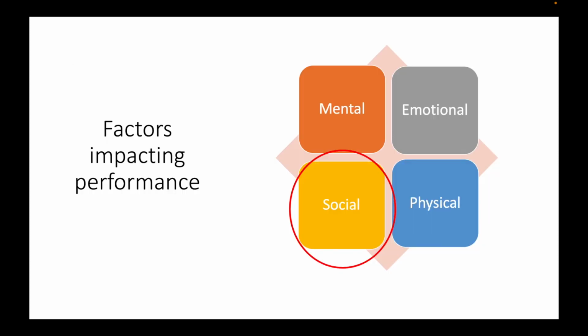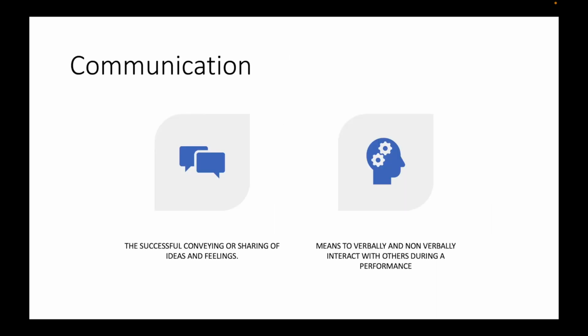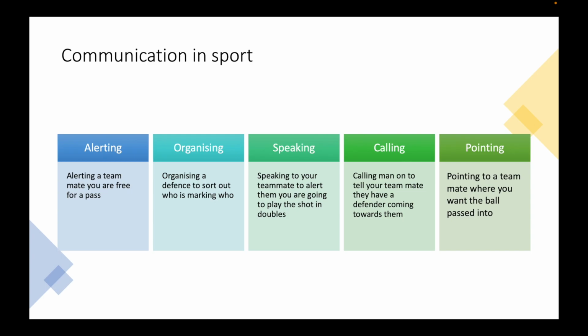We're now going to move on to the social factor and its impact on performance. And there's 3 main sub-factors that we're going to have a look at in this video: communication, roles and responsibilities, and team dynamics. So what is communication? Well, communication is about sharing ideas or feelings with someone else, and it can be through verbal means by speaking, or it can be through non-verbal means such as pointing or gestures or eye contact.